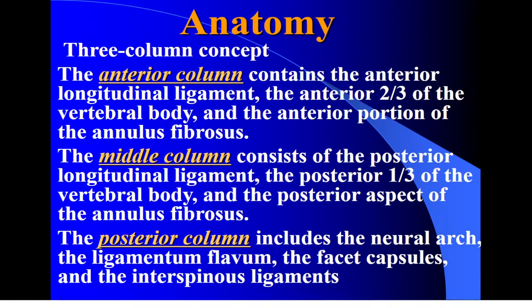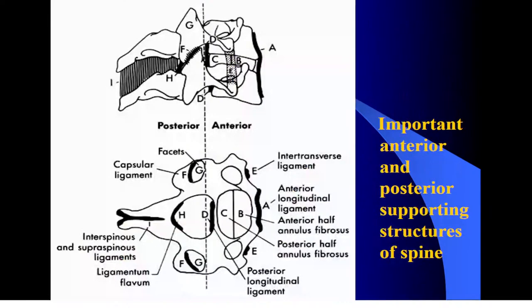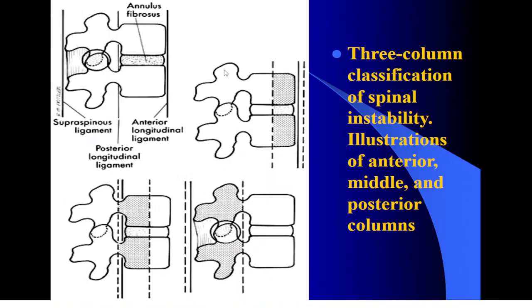As you can see here, we have the so-called three supporting columns concept provided by Dennis. And in that concept, we have anterior, middle, and posterior column. The anterior column is represented by the anterior two-thirds. Let's take a look here. The anterior column is represented by the anterior part of the vertebral body and the anterior part of the intervertebral disc.